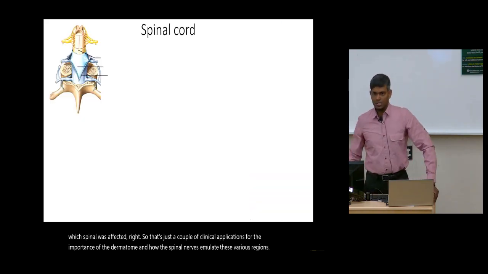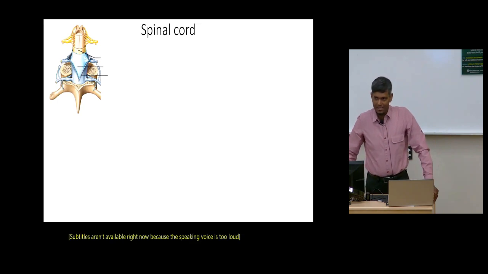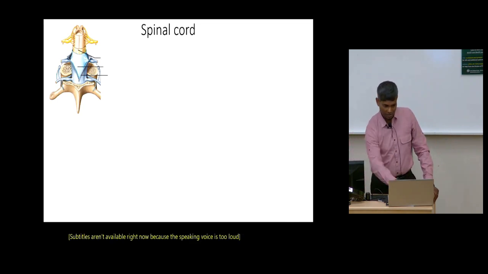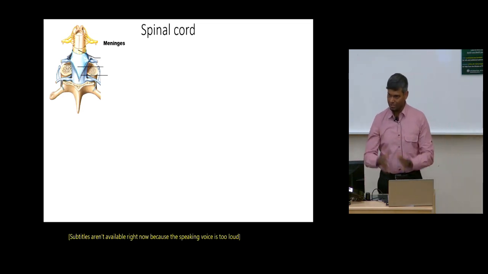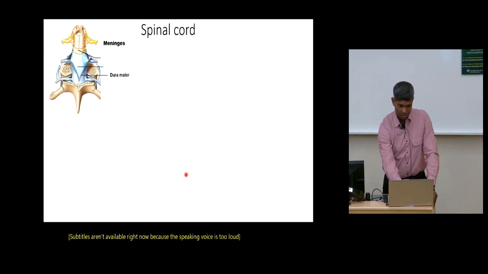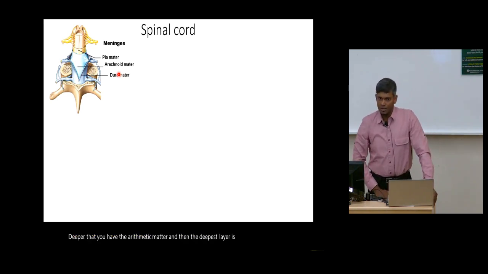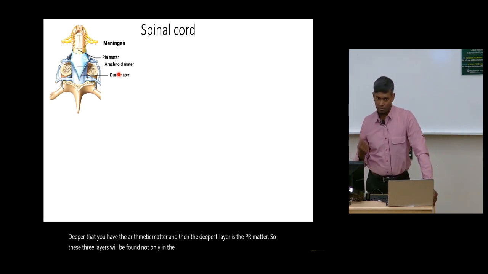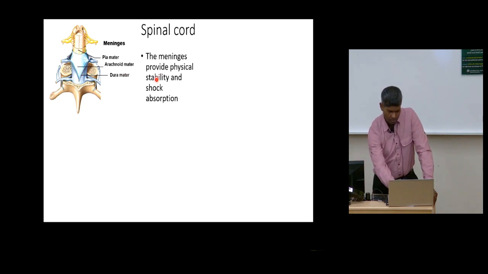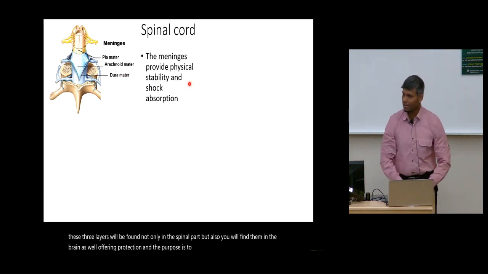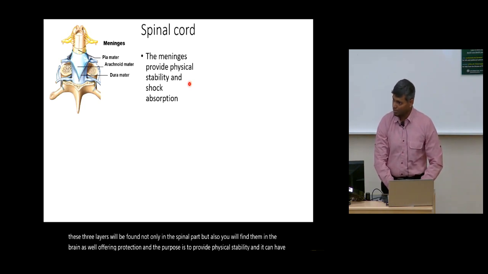When you also think about the spinal cord, I want to highlight that it's protected by layers known as the meninges, and the meninges has 3 layers. So collectively it's known as the meninges. The outermost layer is known as the dura mater. Deeper to that you have the arachnoid mater, and then the deepest layer is the pia mater. These 3 layers will be found not only in the spinal cord, but also in the brain as well, offering protection. The purpose is to provide physical stability, and it can help to absorb shock as well.